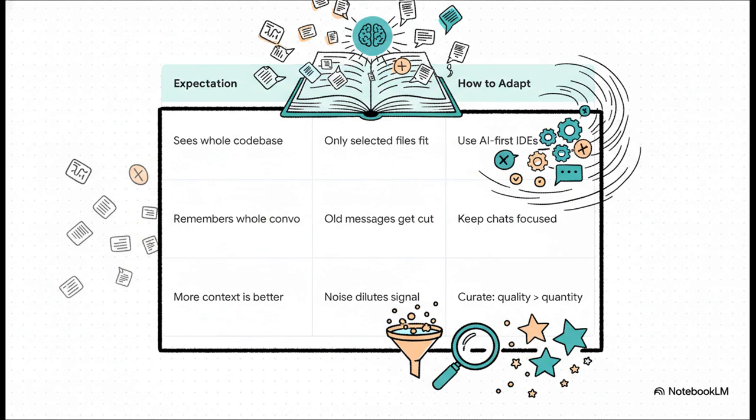This is why just dumping more and more context in isn't always the answer. If you give it too much irrelevant junk, the important details get lost in the noise and you get really unfocused results. Your job is to become a context engineer, carefully curating only the most important information. It's all about quality over quantity.